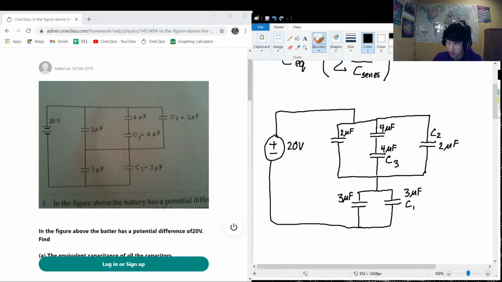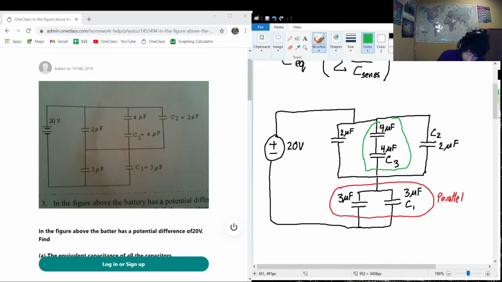Okay, so let's draw some colored circles around here so we can see who's in parallel and who's in series with each other. So let's start with a red circle here. I can see that these two are in parallel. I can see that in this green circle, these two are in series. Okay, so let's do a simplification of those parts, and then we'll get even closer, and then we can do the step again. I just don't want this to get too cluttered.